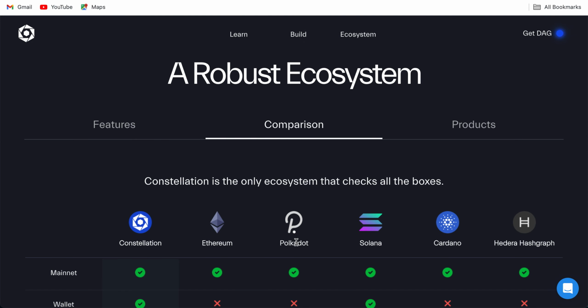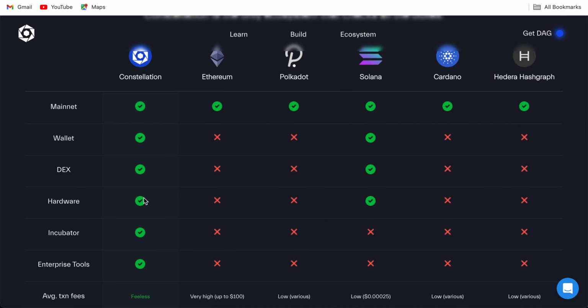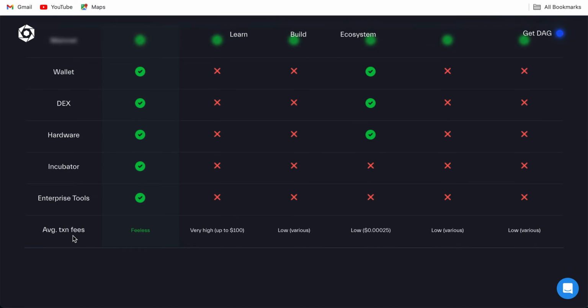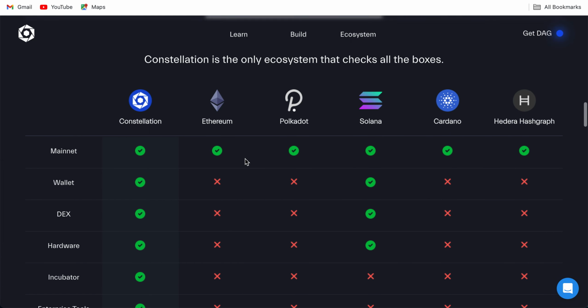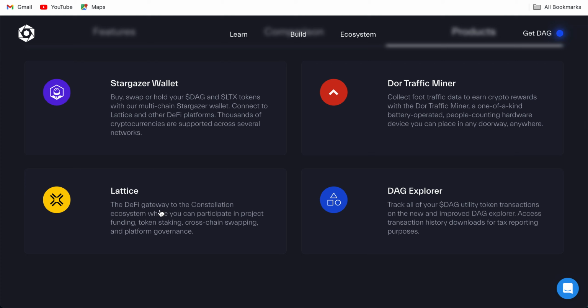You can check out the comparisons of Constellation with Ethereum, Polkadot, Solana, Cardano, Hedera Hashgraph. It has a mainnet launched, the wallet, DEX. It has hardware capabilities, incubator, enterprise tools, average transaction fees. It is basically feeless, and you guys can check the products as well. It has a DeFi gateway with a launchpad. It can be called the exchange of DAG, which is known as Lattice. The LTX token is the primary token of Lattice.